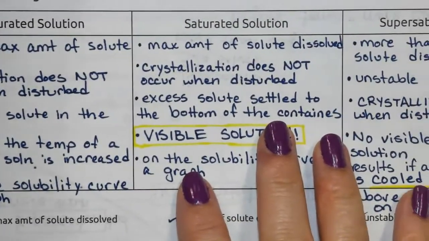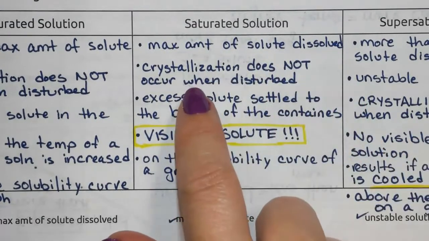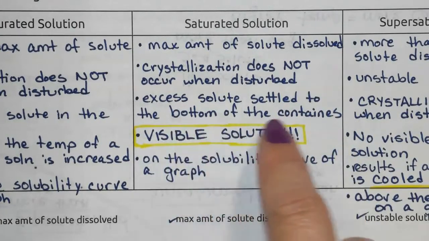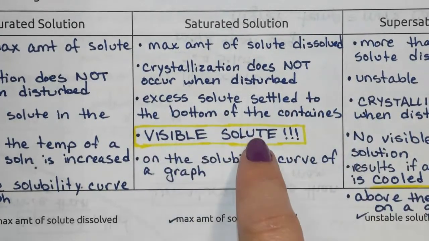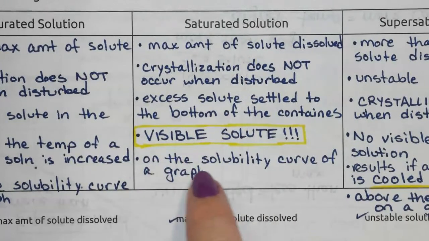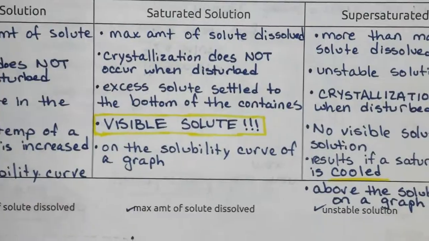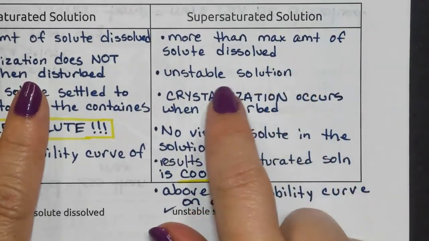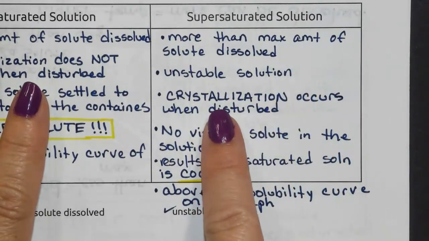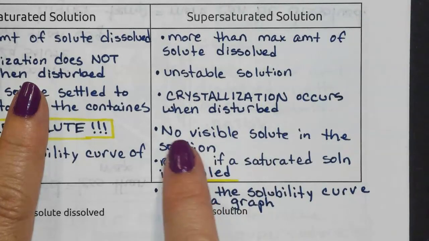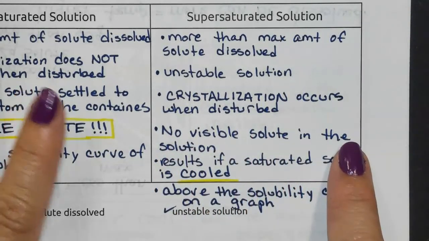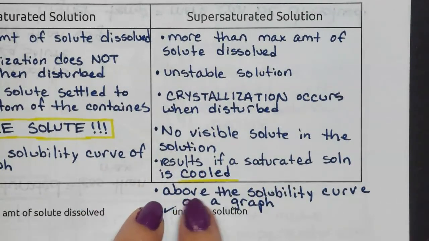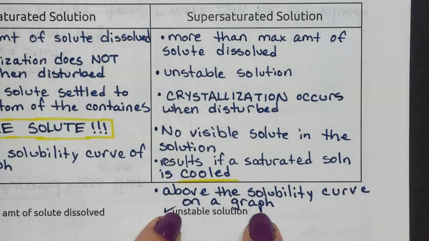If you have a saturated solution, the max amount of solute is dissolved, crystallization does not occur when disturbed, and excess solute settles to the bottom of the container. There's visible solute, I added this one, and it's on the solubility curve of a graph. And then a supersaturated solution has more than the max amount dissolved. It's unstable, so when you disturb it, crystallization will occur. To begin with, there's no visible solute, and it results if a saturated solution is cooled, and it's found above the solubility curve on a graph.